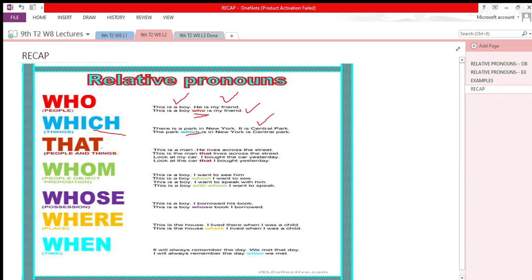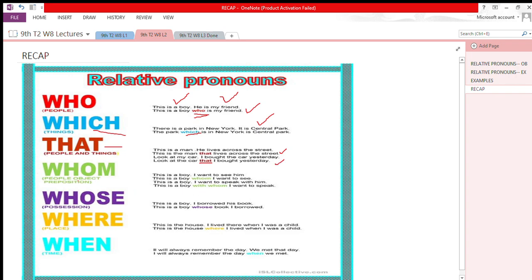Next, we have that, which can be used for people and things. This is the man, he lives across the street. This is the man that lives across the street, or this is the man who lives across the street. In both ways it is correct. Look at the car that I bought yesterday. Look at my car, I bought the car yesterday. Instead of two different sentences, you can combine them using the relative pronoun that. Look at the car that I bought yesterday.